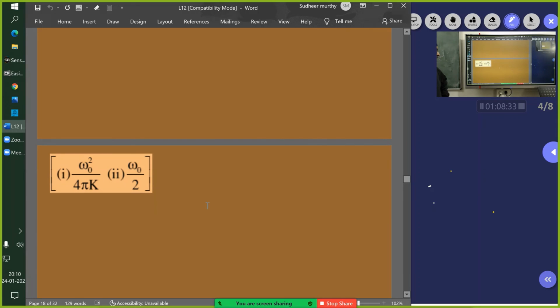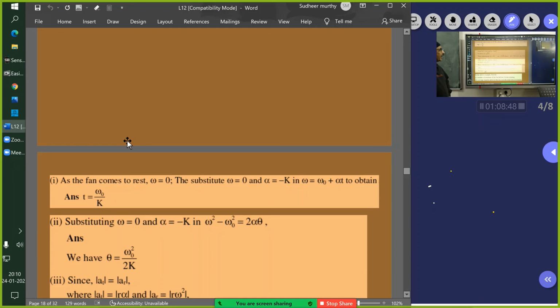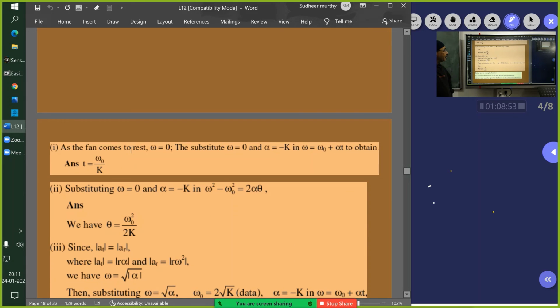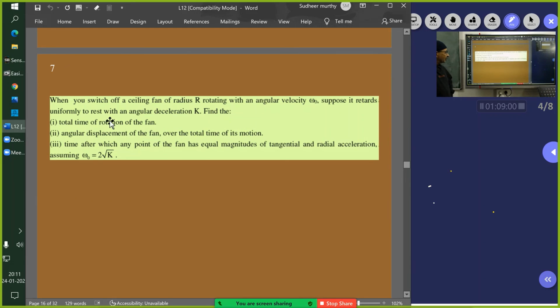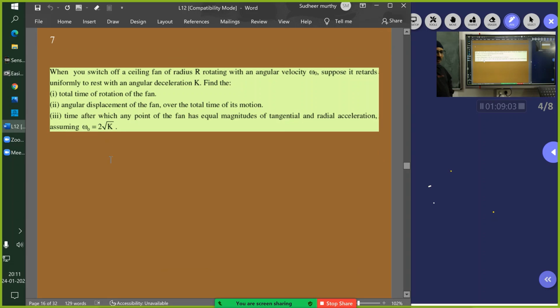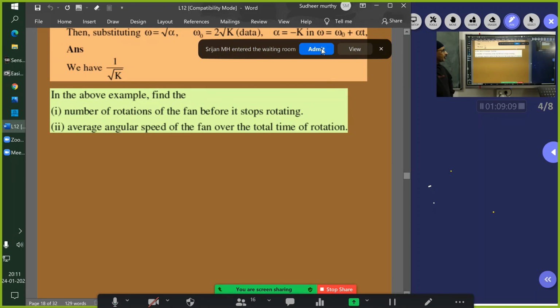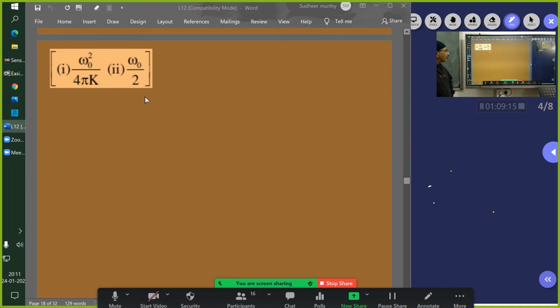Then we will get 1 by pi, sir. If we substitute omega naught square as 2 root k. In the second case, they have told you average. Here, while solving this case, they have given omega naught is equal to 2 root k. So keep it like that. So 4 pi k, etc.